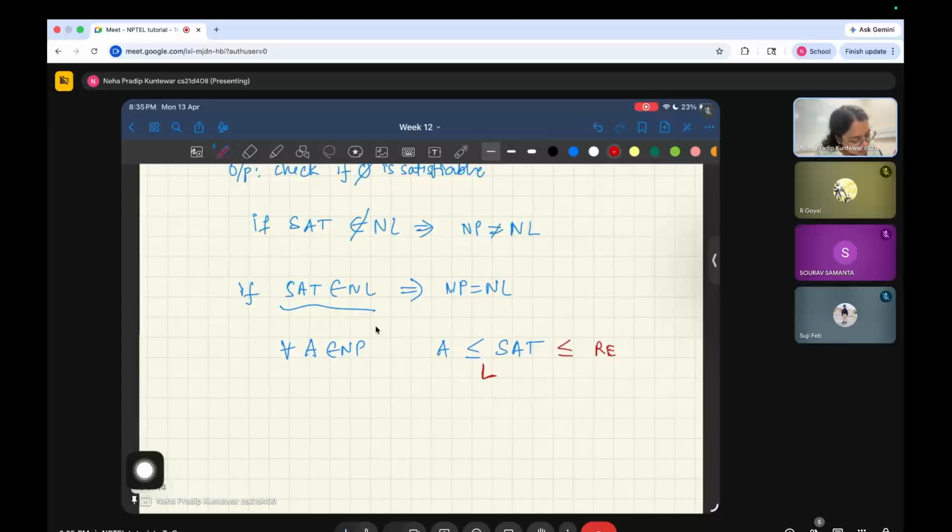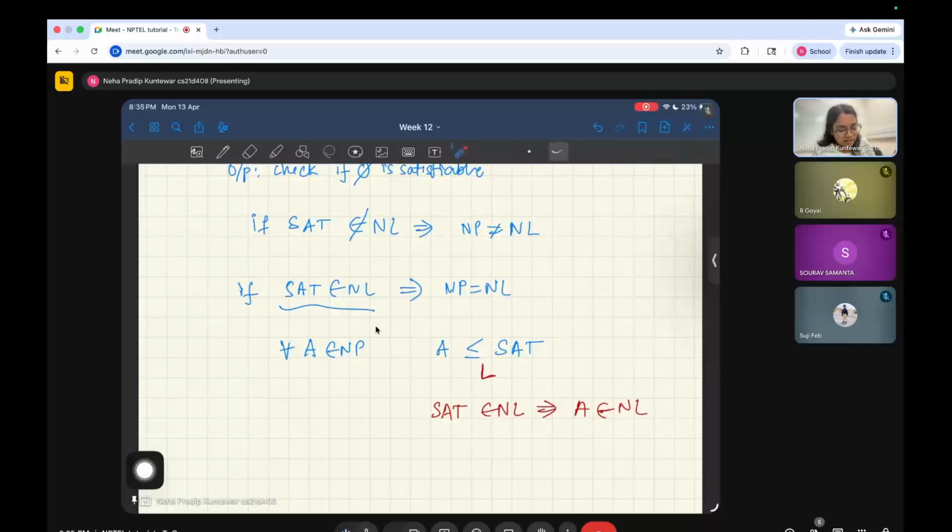Yeah, sorry, we don't need a reduction further. Furthermore, SAT is in NL. So this would imply that A is also in NL, because I take my problem, I use a logarithmic amount of space on the tape and I convert it into a satisfiability instance. Now I solve that satisfiability instance within logarithmic space because SAT is in NL. So I would have solved A itself in NL, right?